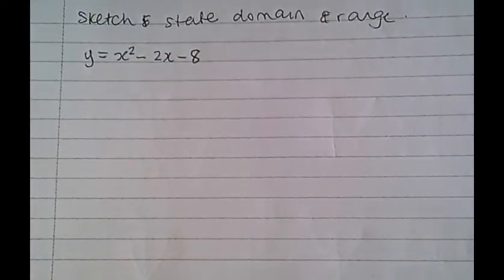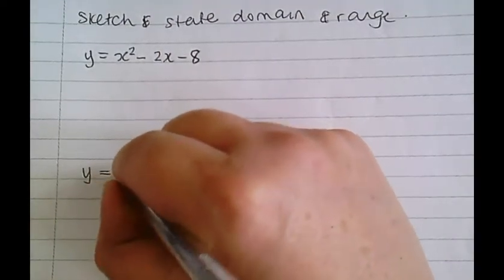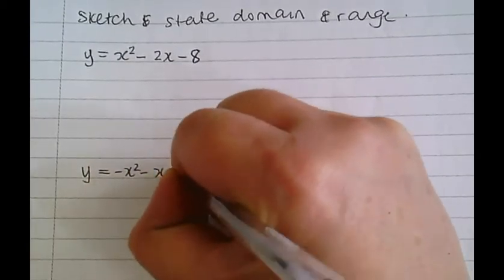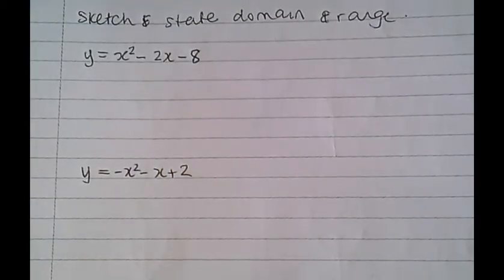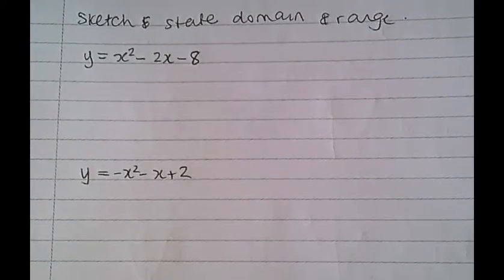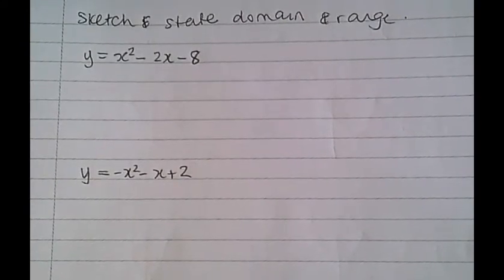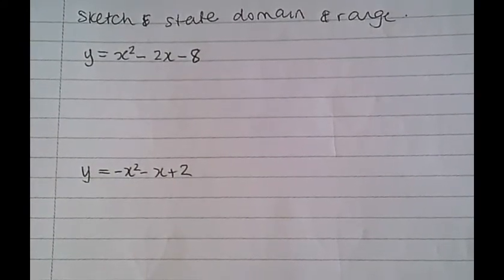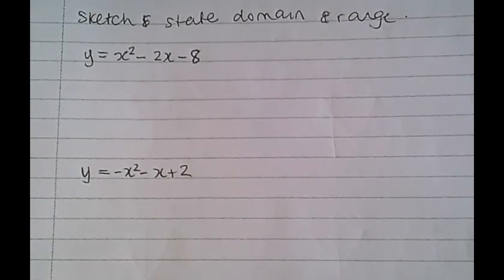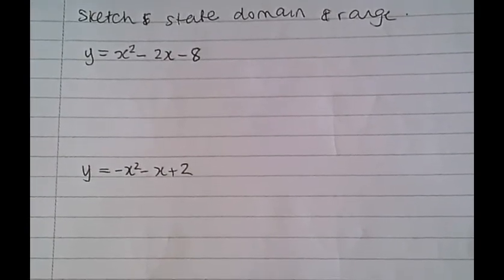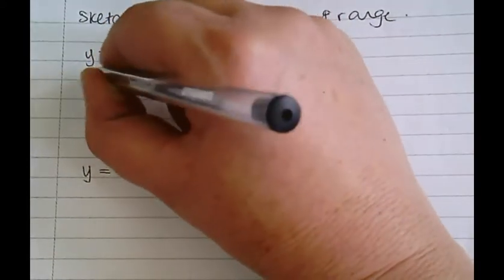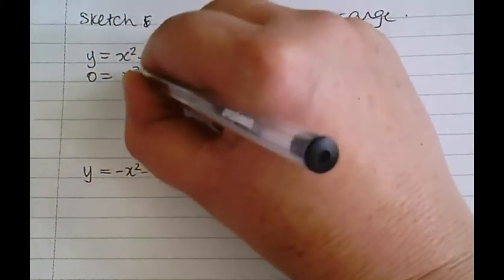Sketch these and state their domain and range. Just these two functions will do. Ready? All right. What would you do first? What is it, concave up? I know what the y-intercept is already. But I don't know where the x-intercepts are, so how are you going to work them out? Put it equal to 0. So let's put it equal to 0 and work out our x-intercepts.